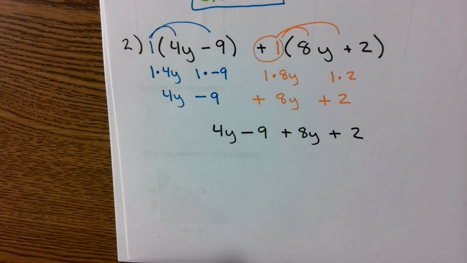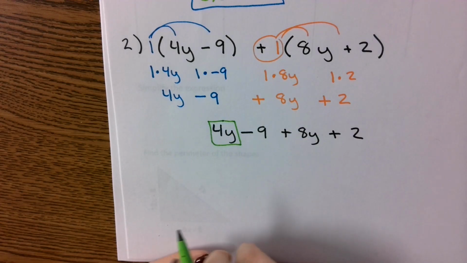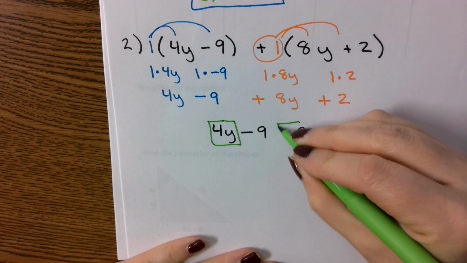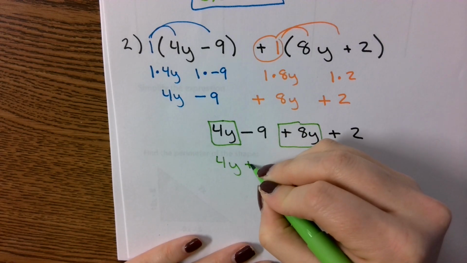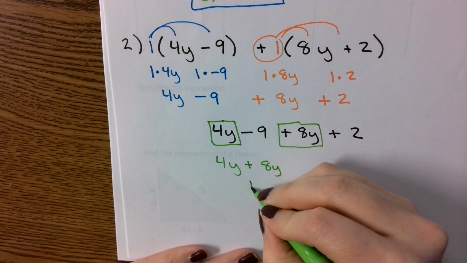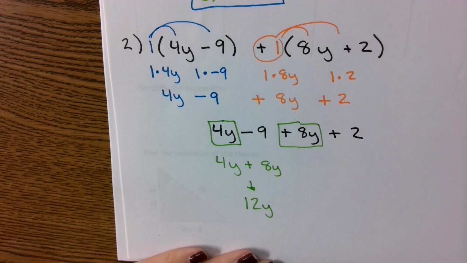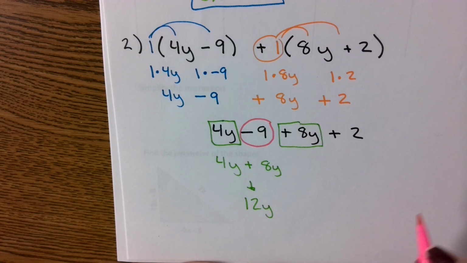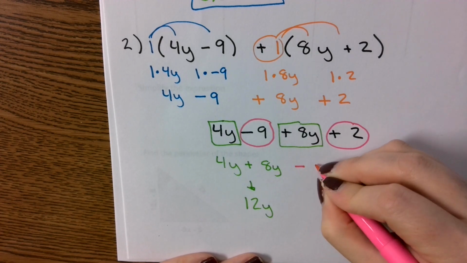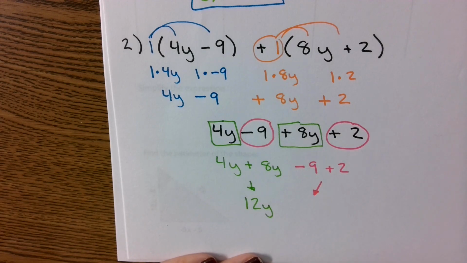But now we can combine those like terms. 4y has a friend. Who's the friend? 8y, right? Positive 8y. So we can do 4y plus 8y, and that's going to give us 12y. Okay. Negative 9, don't forget that it is a negative, and a positive 12. They are friends. Even though one's negative, the other's positive, they still are constants, so they can be combined.